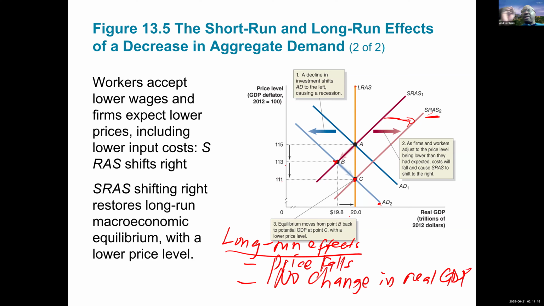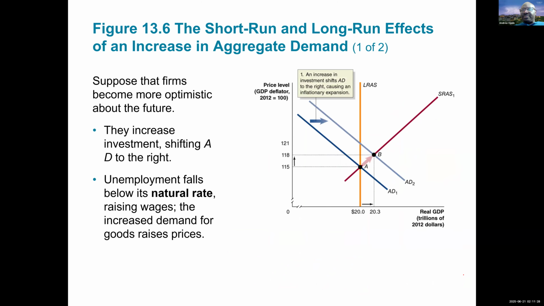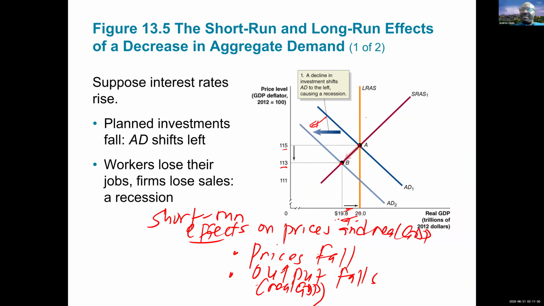Okay? So I want you to make this point, but when I ask you a question in the test, what is the short run and long run effect of a negative demand shock? You're going to start from here. When the economy is hit with a negative demand shock, you must always begin at a point where all three curves intersect. That is your starting point.